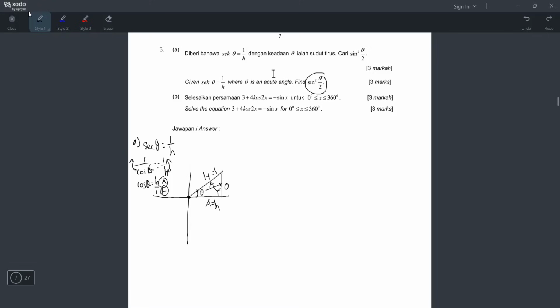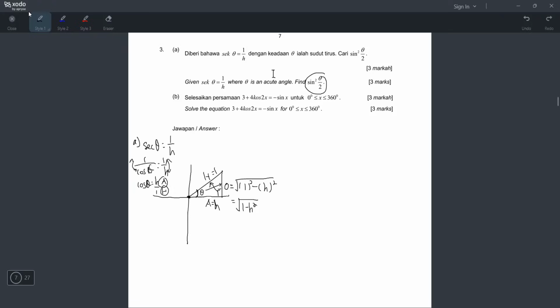So can I get my opposite? Yes, by using Pythagoras theorem. It will be square root of, bracket, square, here is 1, here is h. Plus or minus? Minus, of course, because you're not finding the hypotenuse. You only plus when you're finding the hypotenuse, which is the longer side. But now you will minus. So you get square root of 1 square, which is 1, minus h square.